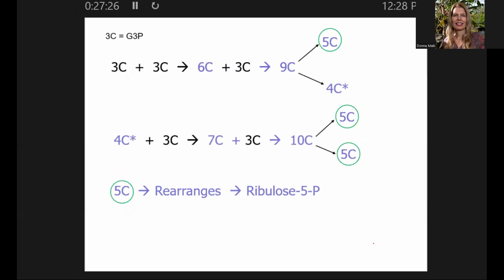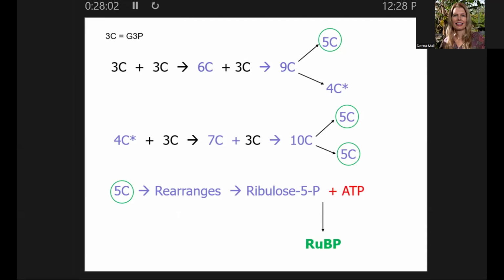All of these 5 carbons, it's enough to know that they go through some reactions to rearrange to become ribulose 5-phosphate. But that's not quite there yet. You have to add on ATP now. And so ATP reacts with that, and then you're finally at the acceptor molecule, RuBP, the 5-carbon molecule with 2 phosphates. And now it's good to go. Now RuBP can react with more CO2 coming in.